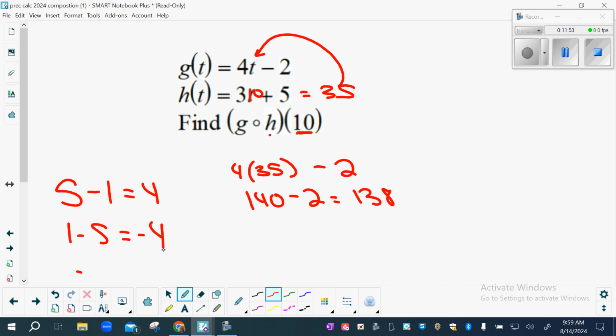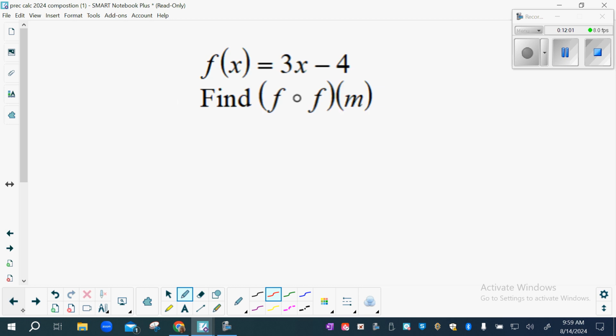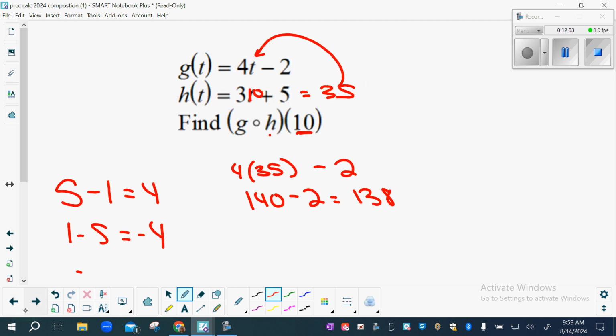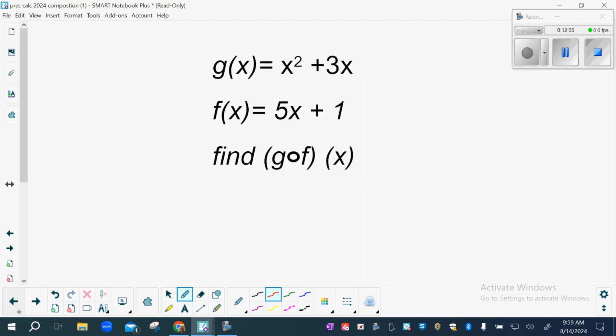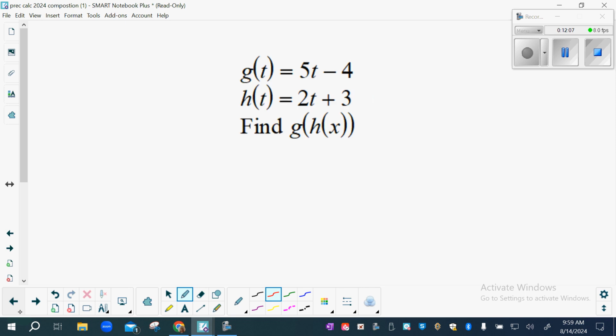Okay. Now, the next one's going to get a little weird, but it's easier than it looks. It's easier than it looks, but it feels like it's not easy, right? So we're going to go to this one. No, we're going to do that one in a second. Okay, so we're going to go to this one.